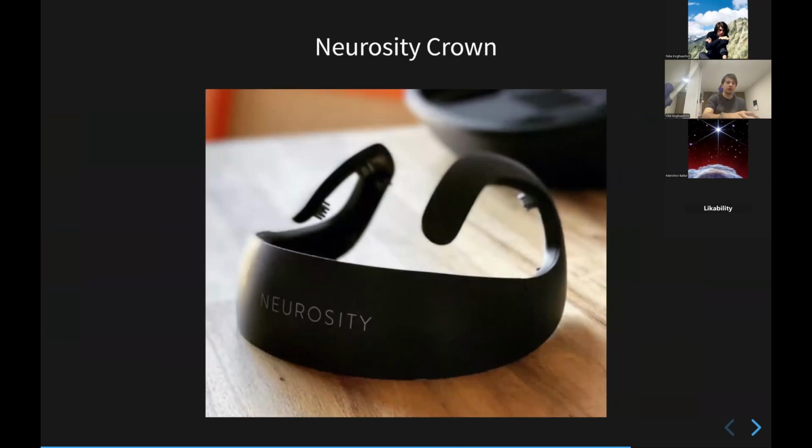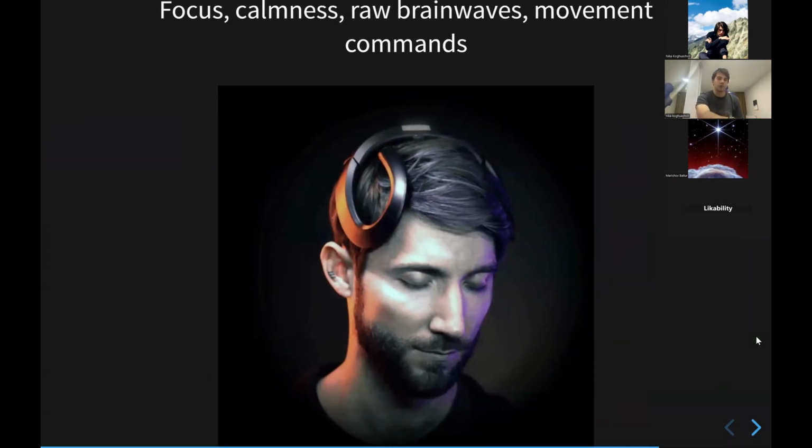This device is called the Neurosity Crown. It's a type of EEG made by an American company called Neurosity. This device allows you to measure focus, calmness, raw brain waves, and movement commands. So you can measure: am I relaxed or am I nervous? Am I calm or am I excited? Raw brainwave activity, if I then want to correlate it myself with some machine learning code. And movement commands: am I thinking of moving my right hand? My left hand? My leg? My pinky? That kind of thing can be measured with this device.